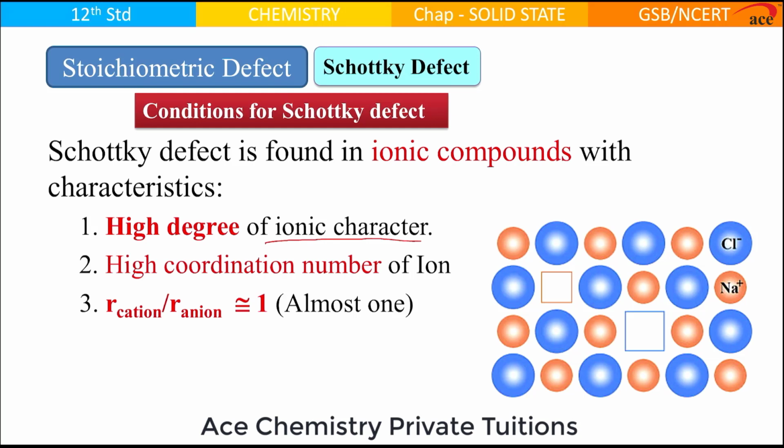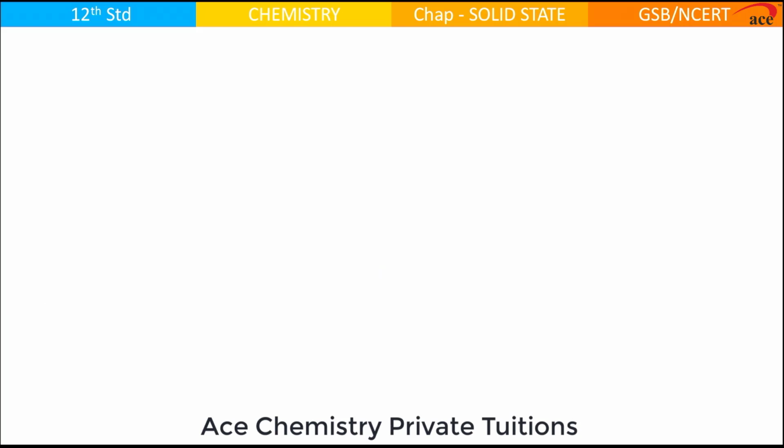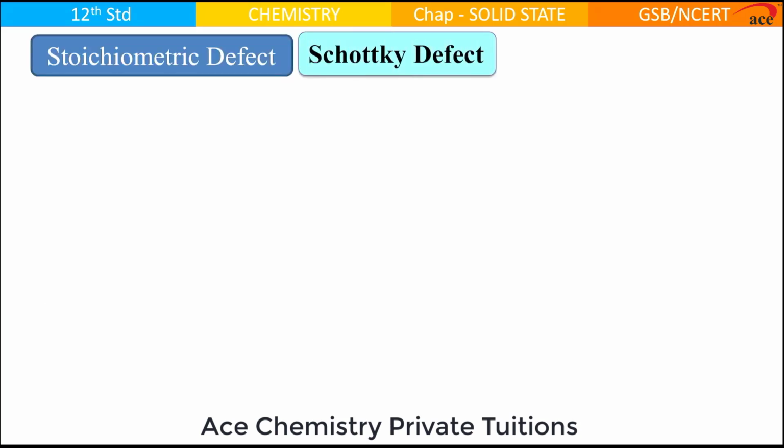Example where radius ratio was very high and almost close to 1: cesium chloride. If you remember, in cesium chloride the radius ratio was greater than 0.732. That means it was almost close to 1. Then stoichiometric defect, Schottky defect.